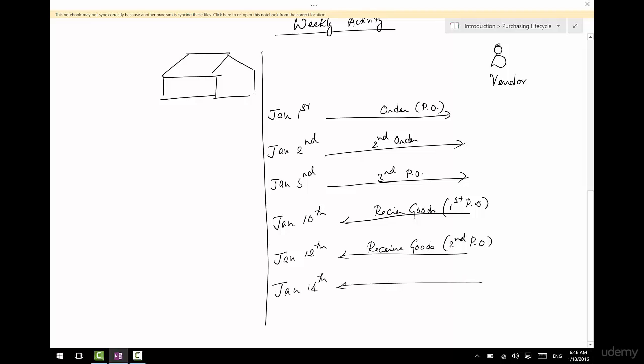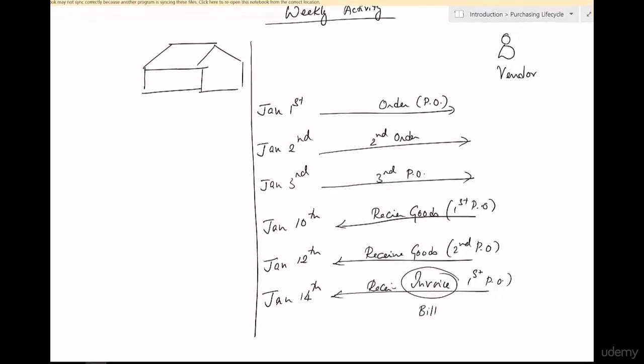Jan 14th, I receive the invoice or bill. Invoice is just a fancy word for bill. For the first PO, and so on and on and on. These set of activities, sending out a purchase order, receiving goods, receiving invoices, and me sending out payments, keep going on and on and on.